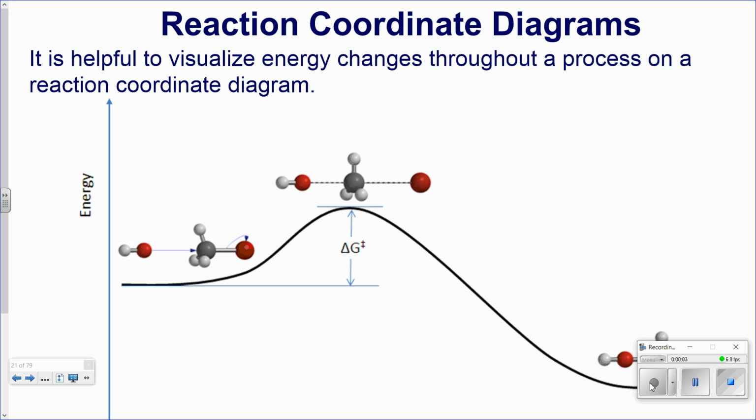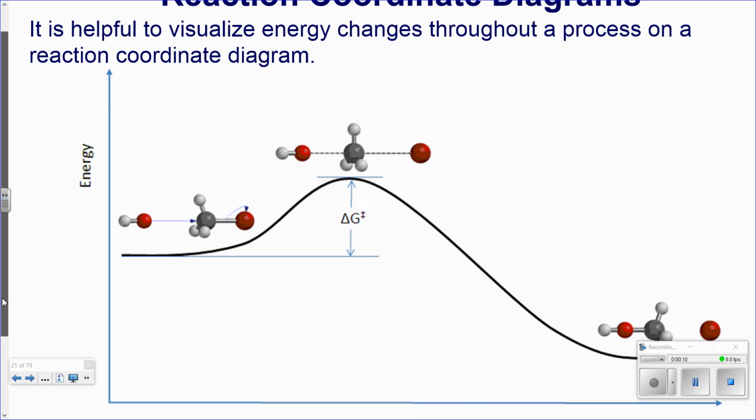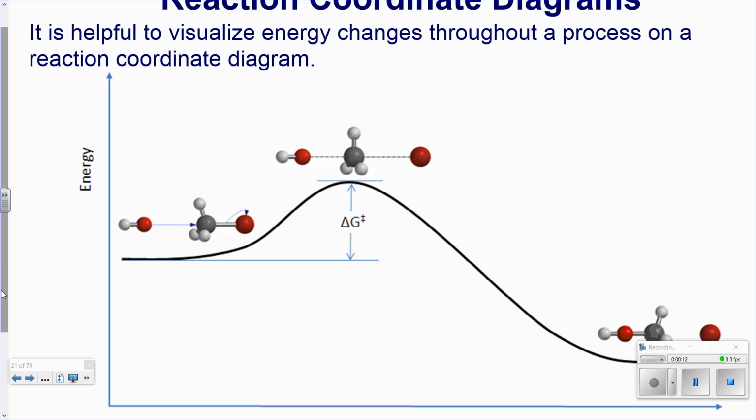Hello everyone. In this quick video, we're going to look at reaction coordinate diagrams. You've seen these reaction pathway diagrams, as I've called them in the past. This shows reaction coordinates and it's a nice, helpful way of seeing how things react. So we've got a couple of things reacting here.